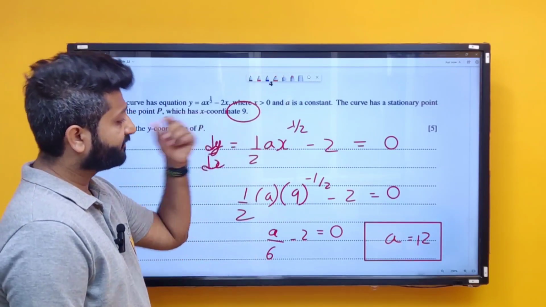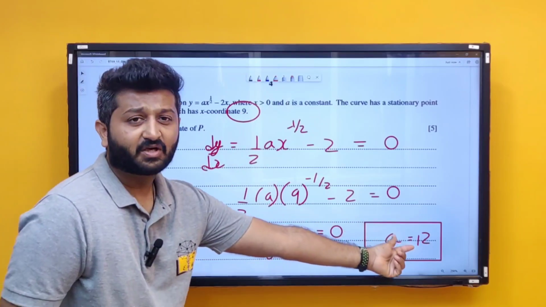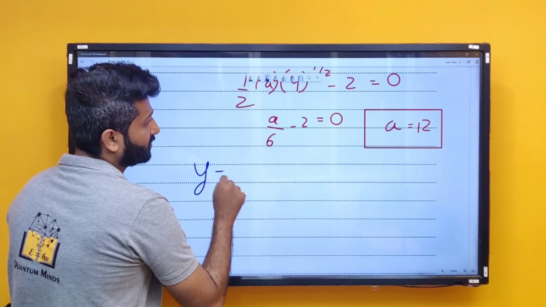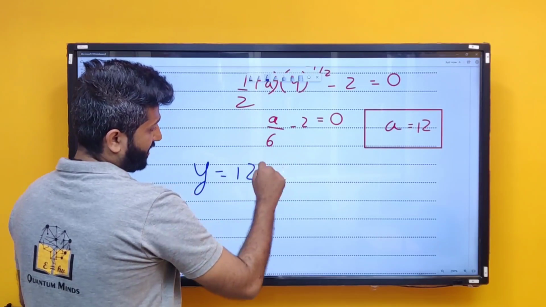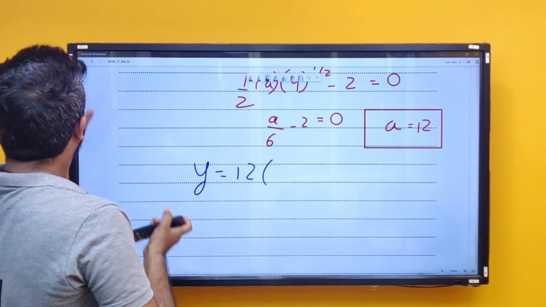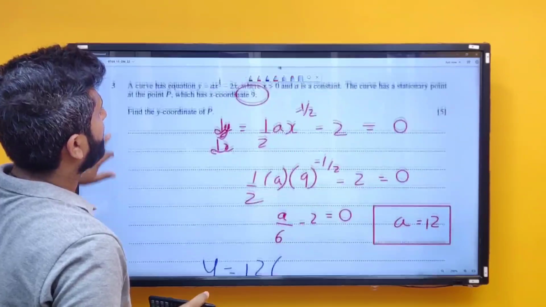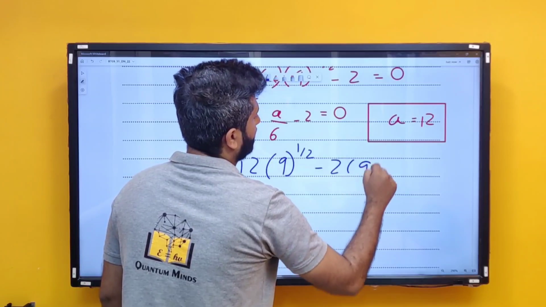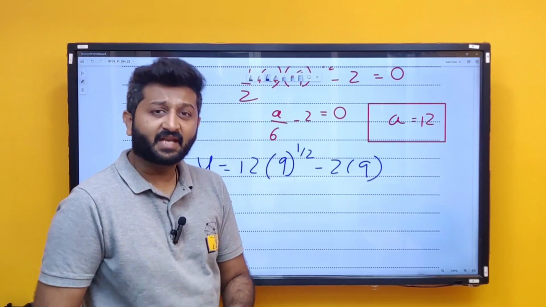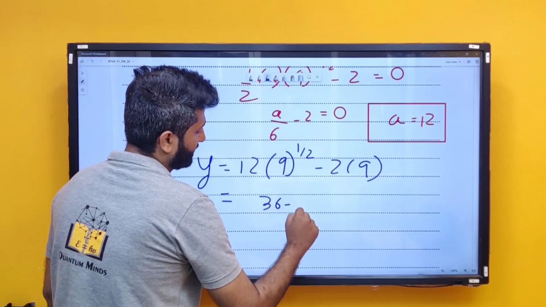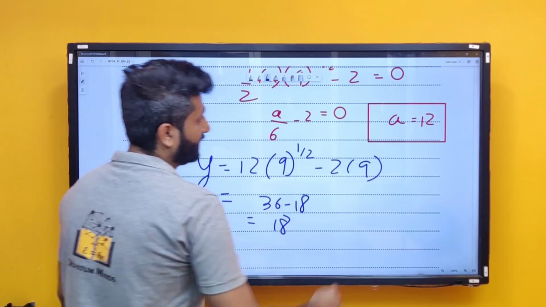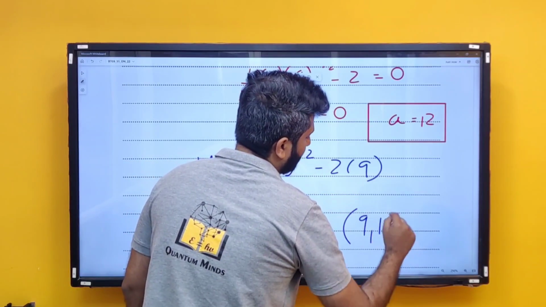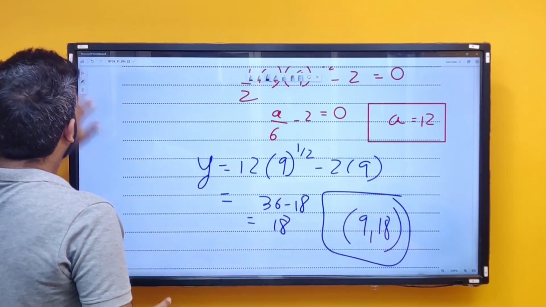Now let me substitute the values of x and a in this equation, so we'll get y. The value of y equals 12 into 9 power half minus 2 into 9. So 9 power half is, guys, 3. 12 3s are 36, minus 18. 36 minus 18 is 18. So the coordinates of x and y are 9 comma 18. Okay. Next question.